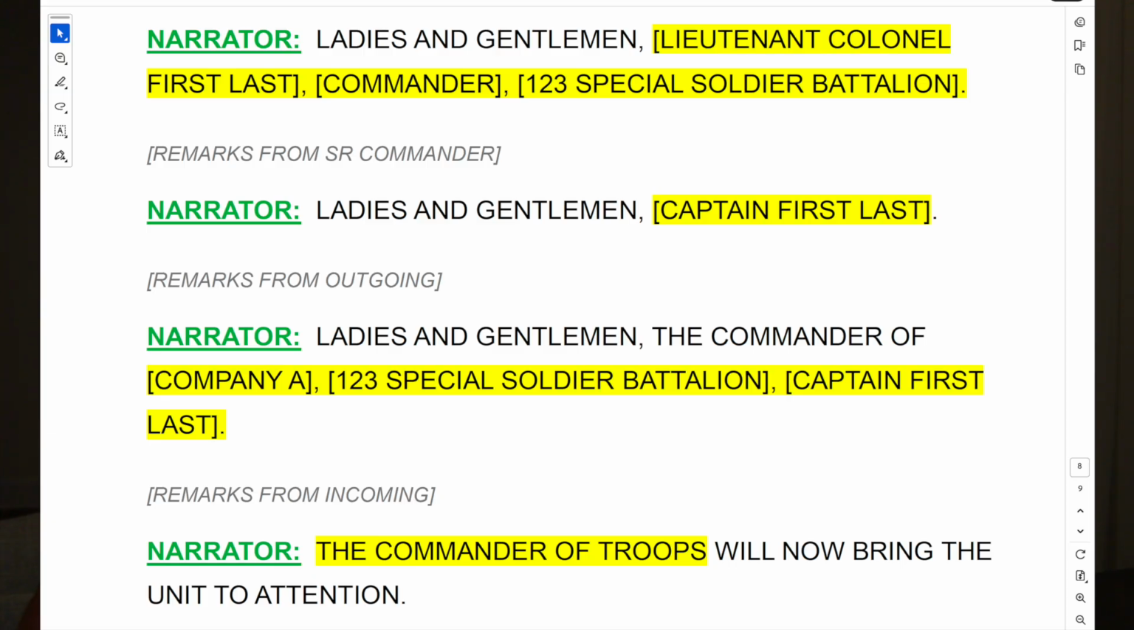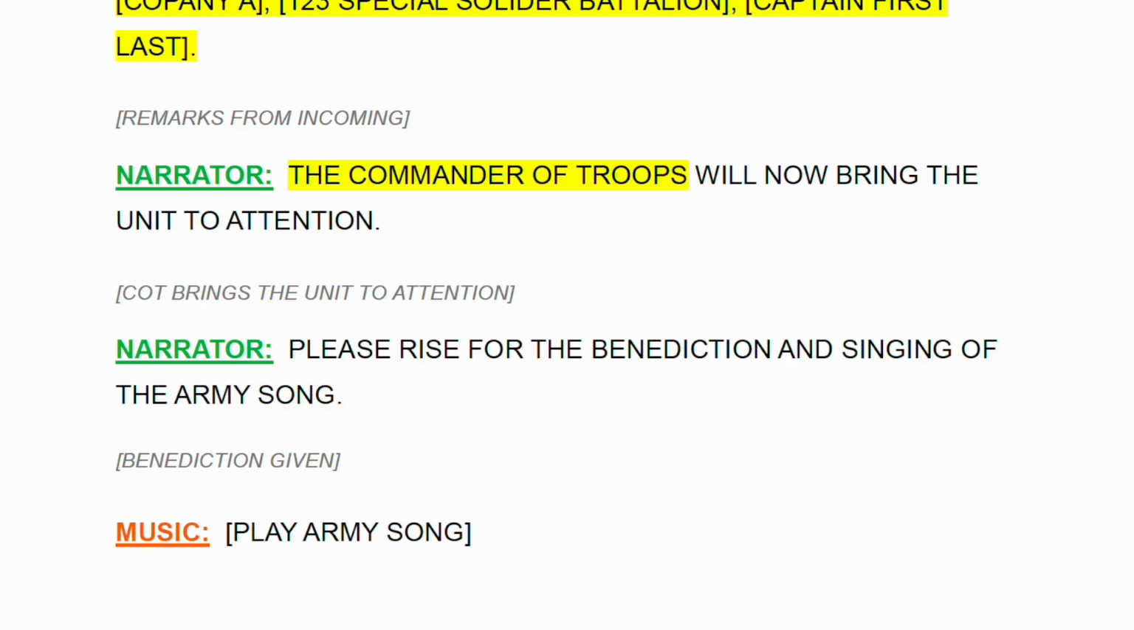And as he's transitioning back to his seat, as long as he's not shaking hands, as long as he's just going straight back to his seat and sitting down, then he can say, ladies and gentlemen, the commander of Company A, 123 Special Soldier Battalion, Captain, first name, last name. This is especially emphasized because now you're introducing the new commander for the first time to his formation. So the way that you will read his name is slightly emphasized over the senior commander and the commander that just left, the former commander.